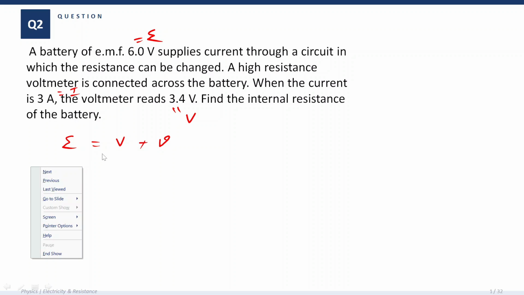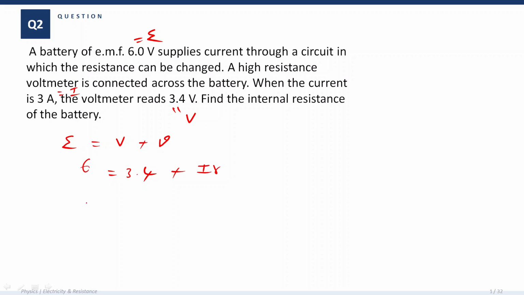Epsilon 6, terminal voltage 3.4, plus, using Ohm's law, the voltage drop can be written as I into small r. 6 minus 3.4 equal to Ir. 2.6 equal to, what is the current here? 3 given. 3 into r.